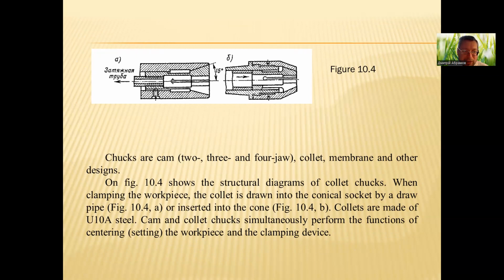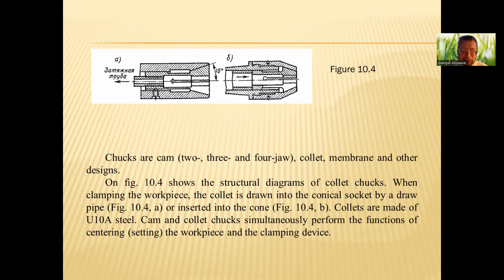Chucks come in 2, 3, and 4 jaw, collet, membrane, and other designs. Figure 10.4 shows the structural diagrams of collet chucks. When clamping the workpiece, the collet is drawn into the conical socket by a draw pipe, like in figure 10.4a, or inserted into the cone, figure 10.4b.